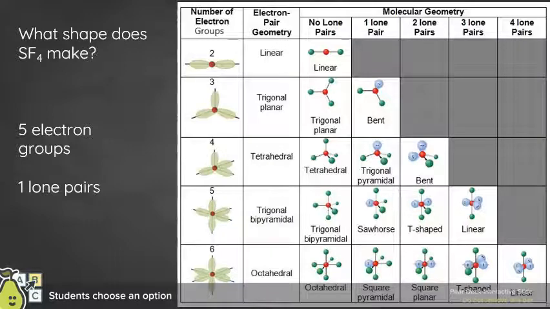So now we're going to look at what shape sulfur tetrafluoride would make. Remember, we have 5 electron groups total, and one of those is a lone pair. So we're going to follow down here to 5, and then find the one for one lone pair. And this one says sawhorse. So sawhorse is one name of it. I've also heard it as seesaw. That's what I'm generally going to call it.